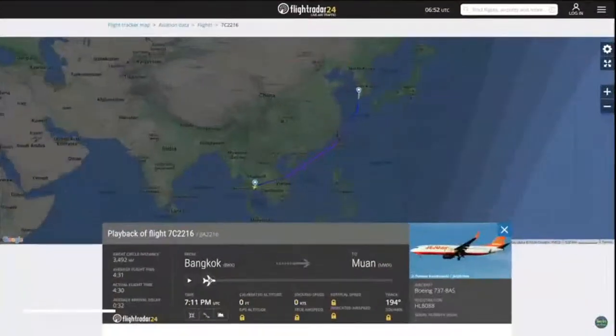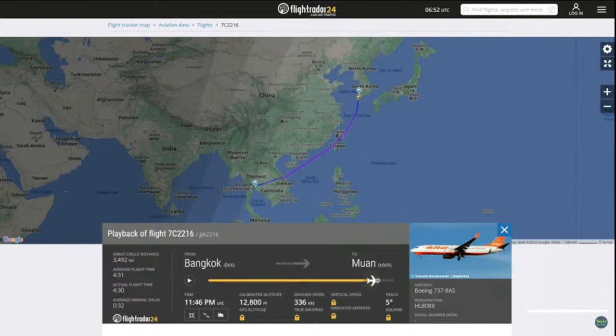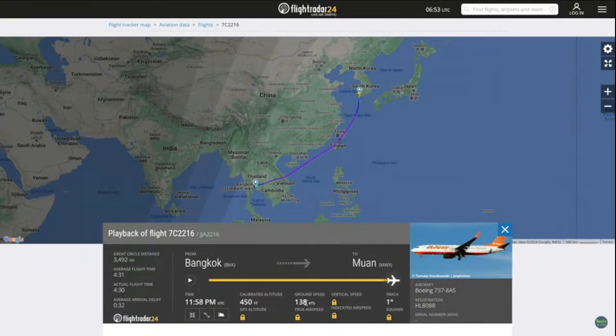So this is Jeju Air Flight 2216 flying from Bangkok to Muan. This is a red-eye flight leaving around 2 a.m. local time, with 4.5 hours of total flight time. Everything was normal until about here. At 450 feet, 138 knots, everything was pretty normal. You can see the speed picks up and altitude picks up, and that's the last data that we have.